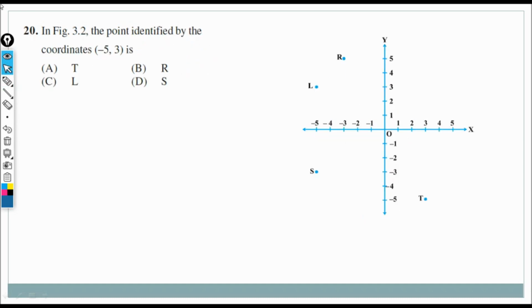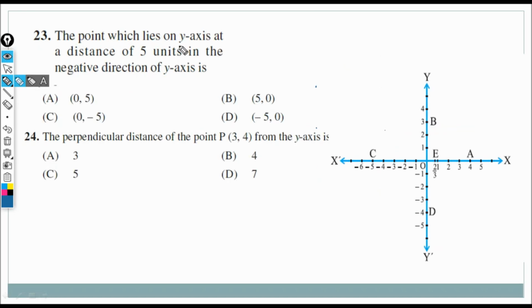The point identified by the coordinates -5, 3. So this is L. The point which lies on y-axis at a distance of 5 units in the negative direction of y-axis. Point is lying on the negative direction of y-axis at a distance of 5 units. So it will be 0, -5.